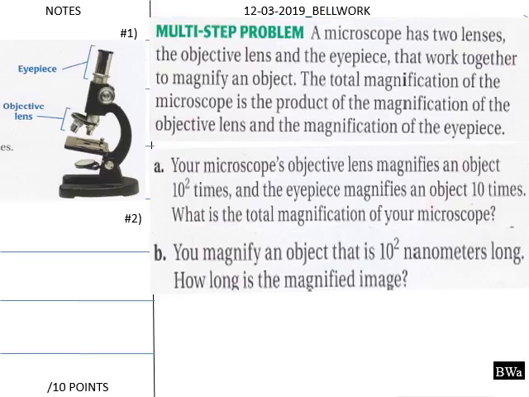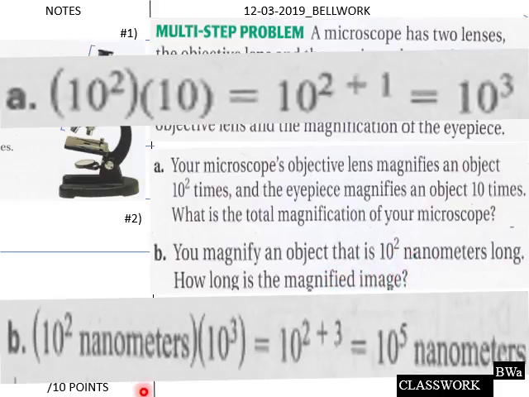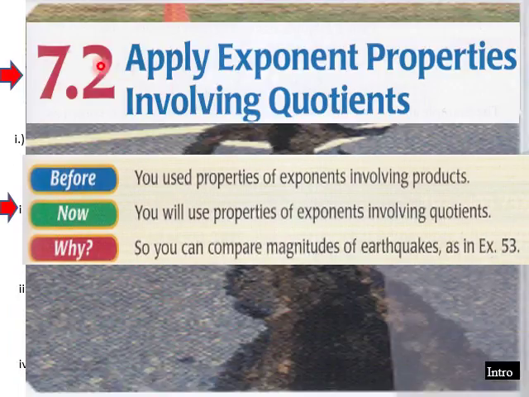Okay, welcome back. Here are the solutions to our bell work. Here's A. You have 10 to the third for straight up magnification. You magnify an object that is 10 squared nanometers long. How long is the magnified image? 10 squared nanometers times 10 cubed is 10 to the 2 plus 3, which is 10 to the 5th nanometers. So A would be in nanometers. There's your answer.